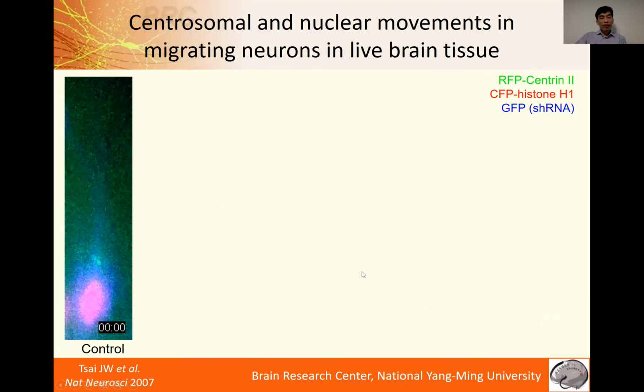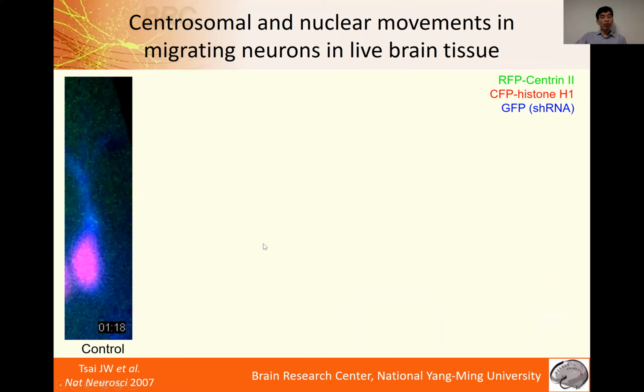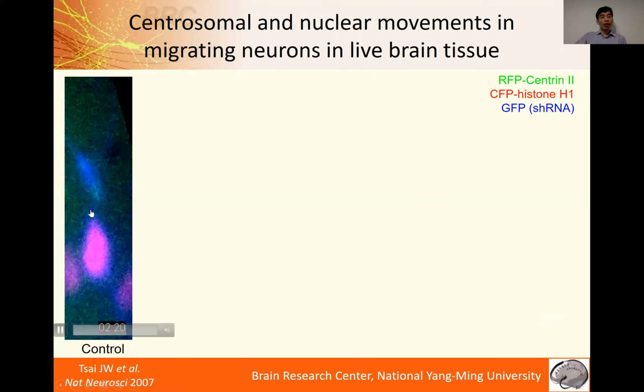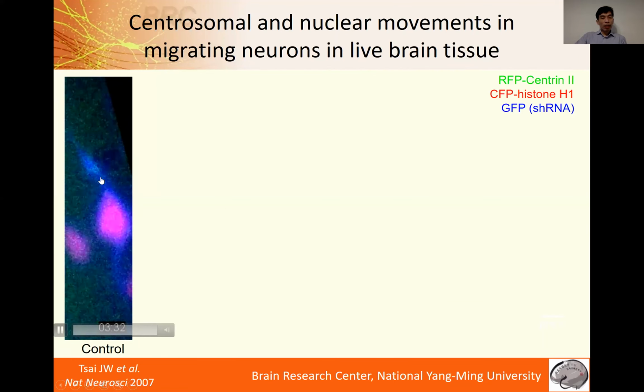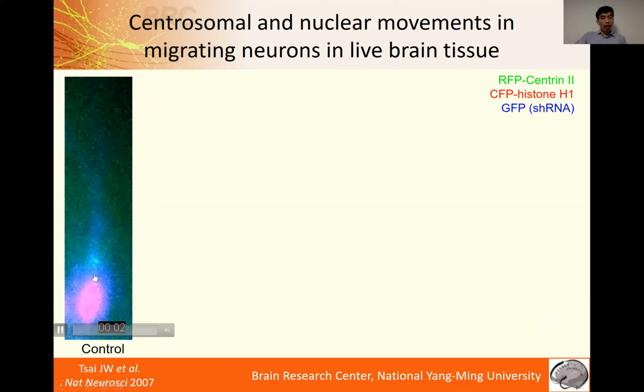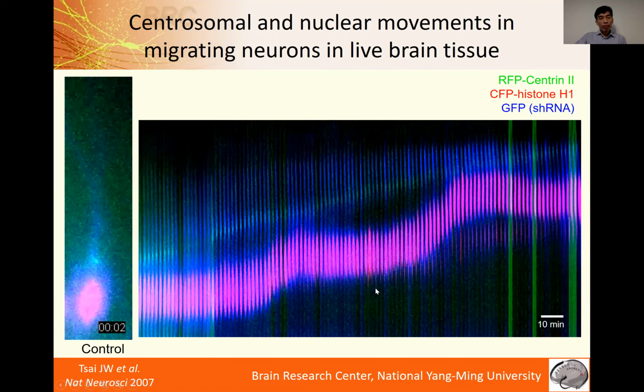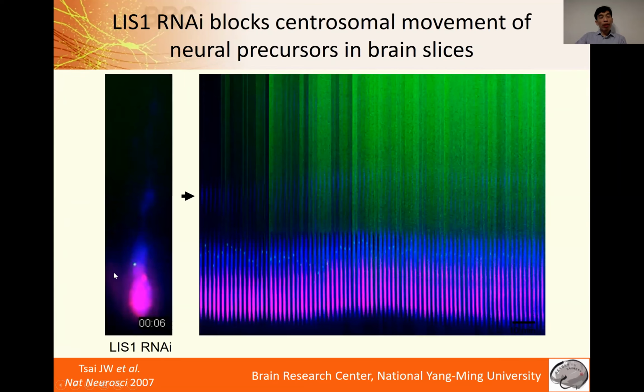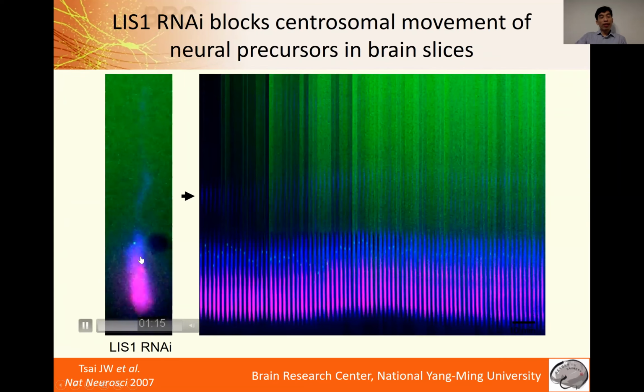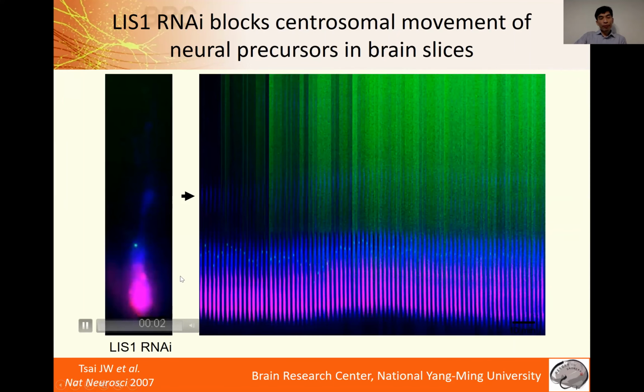So using live cell imaging in the brain slice, you can see centrosome movement is really, really interesting. It would lead the way to move into the leading process, and then the nucleus would actually follow. And if you knock down LIS1, you can see that the centrosome movement is really disrupted.